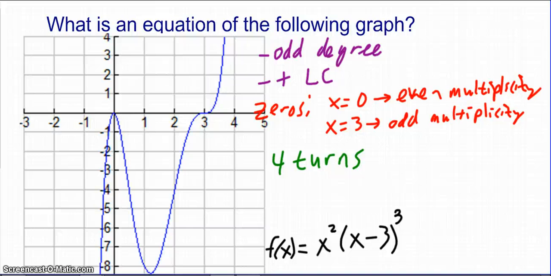So pause the video, write an equation, and then unpause the video when you want to check your answer. Okay, so the answer that I came up with is f of x equals x squared times (x minus 3) cubed. Now, how did I come up with that? Well, first let's look at the end behavior. The end behavior is down on the left, up on the right. So I know it has to be an odd degree with a positive leading coefficient.